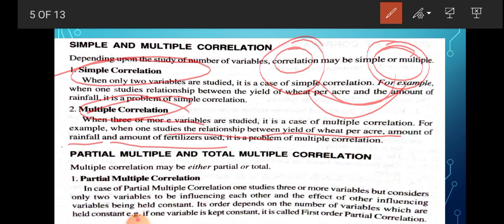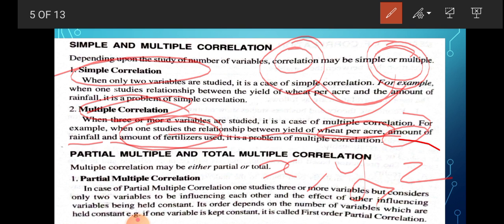So don't think that with the help of correlation we are only finding out the relationship between two variables. You can find out the correlation between more and more variables, like amount of wheat, yield of wheat per acre, amount of rainfall and amount of fertilizers. These three variables are there. Suppose you are considering them x, y and z, so you can find out the correlation among these three variables also.